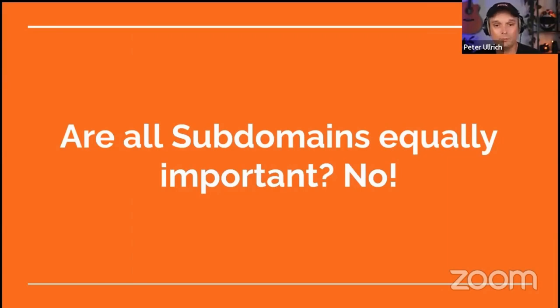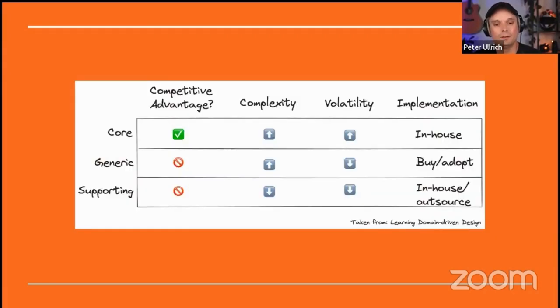All right, now that you know about these different types of subdomains, you might ask, are they equally important? And I already said, no, they aren't. So you have to look at different characteristics of these subdomains. The core subdomain is our competitive advantage. It is the absolute most important thing that our company has and nobody else does. So that makes our company unique. Generic and supporting, they don't give us any competitive advantage. In terms of complexity, core and generic are high. Supporting, very simple.